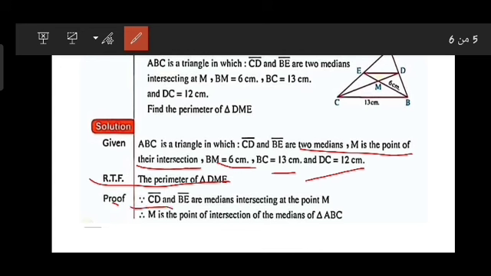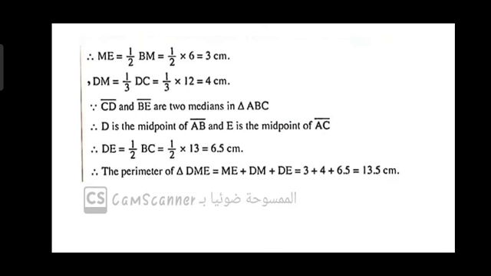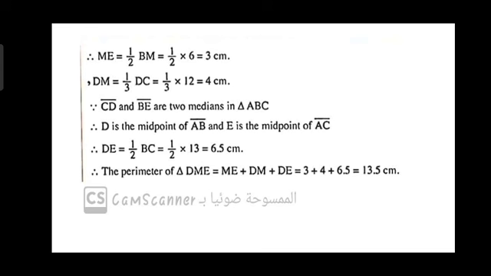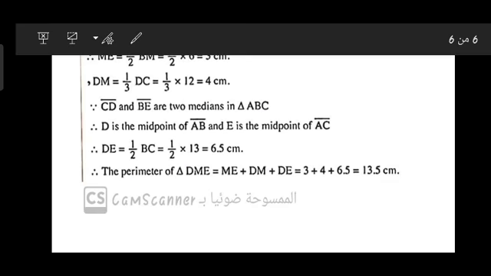Since CD and BE are medians intersecting at the point M, M is the point of intersection of the medians of triangle ABC. So ME equals half BM, so ME equals half times 6 equals 3 centimeters. Then DM equals 1/3 of DC, like I talked about before. So DM equals 1/3 times 12 equals 4 centimeters.